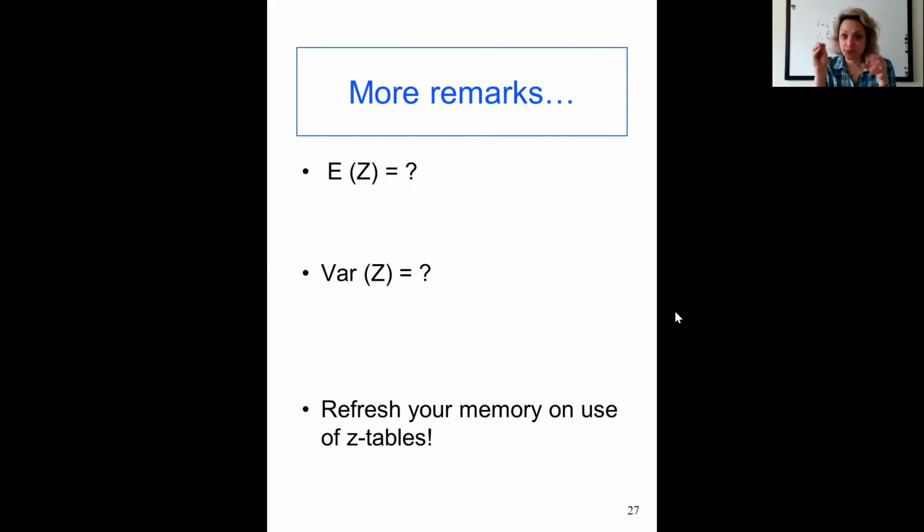How to find it? Just replace the value for it, and do the same for the variance of Z. Instead of Z, put x minus mu divided by sigma. For the variance of Z, the final answer you should find is 1. Try to work on it and let me know if you have any questions. It should be very simple to find. And refresh your memory on using the Z table.